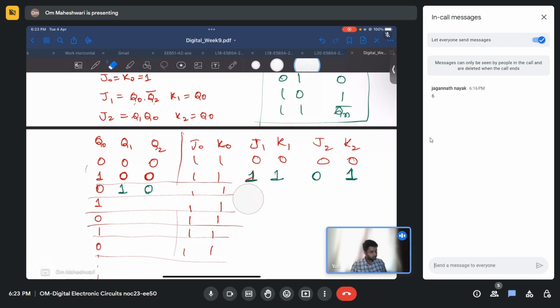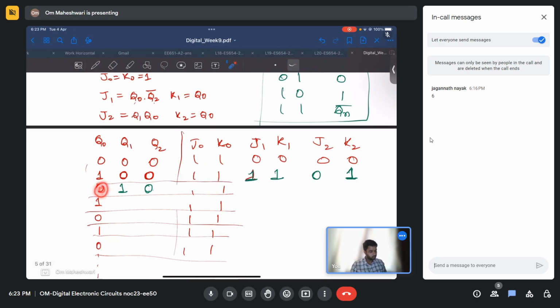Let us look at J1 K1 again. J1 is Q0 Q2 bar. Q0 is 0, Q2 is 0, so Q2 bar will be 1. So 0 dot 1 is 0. And K1 is Q0, that is 0. J2 is Q1 Q0, that is also 0. K2 is Q0, it is 0. So it will have the same state.